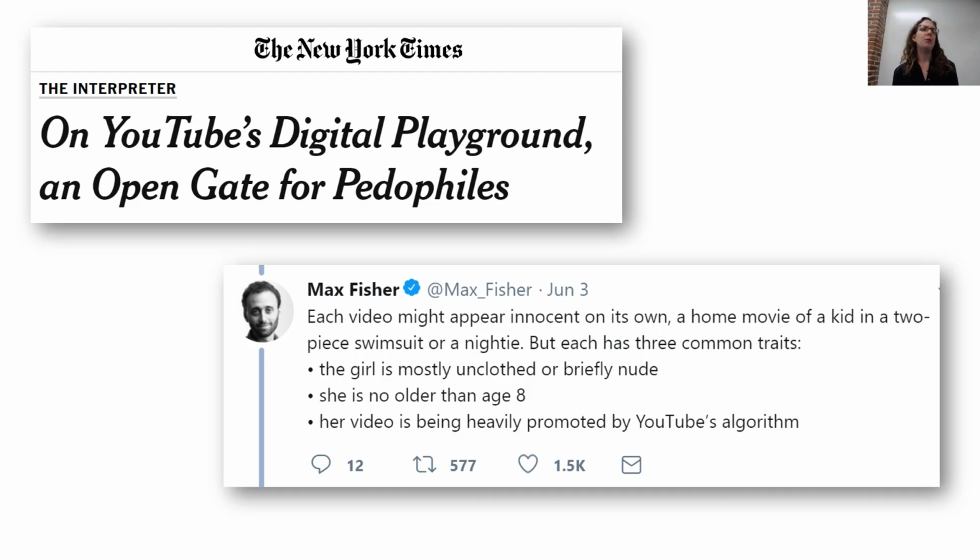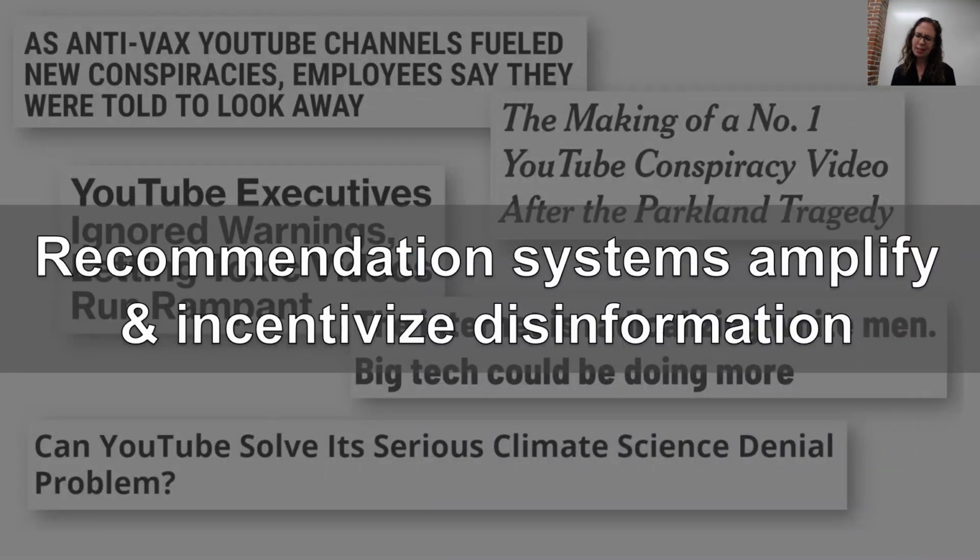And YouTube told the New York Times reporter that they would not turn off recommendations of videos containing children because it drives too much engagement for them. Which I think says a lot about YouTube's priorities. So this is kind of the link: recommendation systems will really amplify disinformation, or already are amplifying disinformation, and this will just continue to be a problem as we deal with even more.